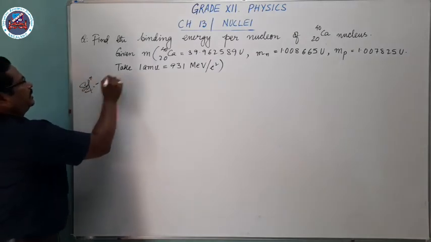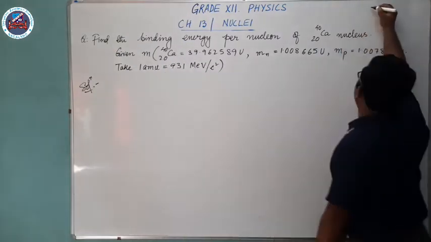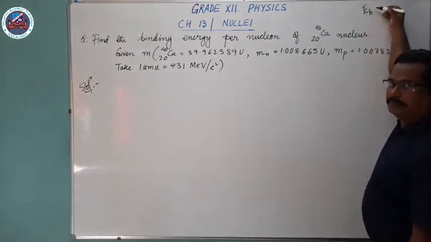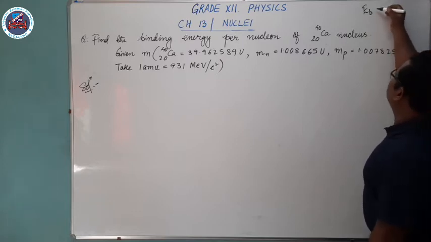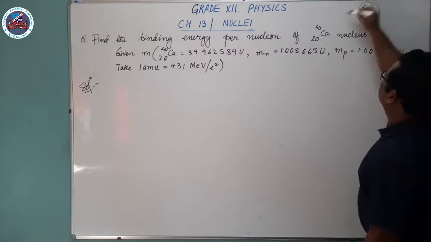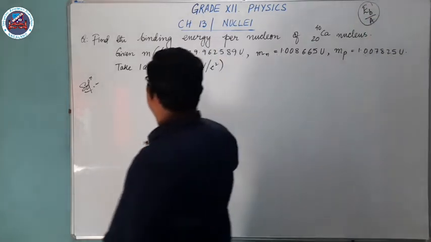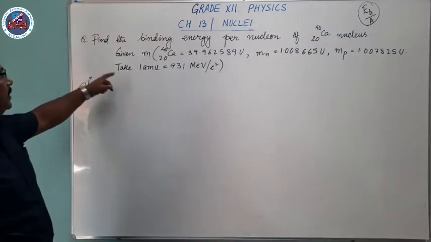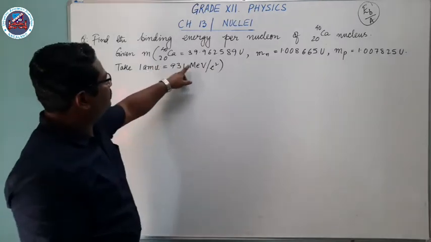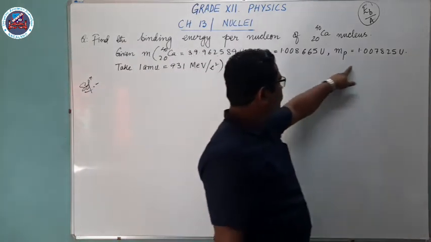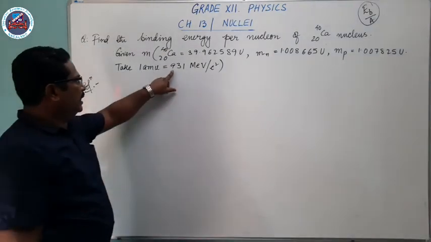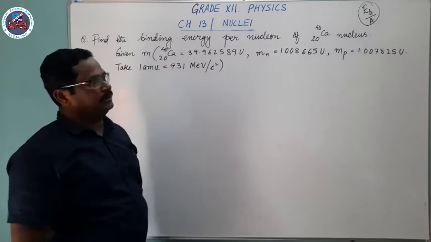You are asked to find binding energy per nucleon. You should not get confused. Binding energy is E B, which we already know is delta M c square, and binding energy per nucleon is that divided by the mass number. So here we'll do it like this. Find the binding energy per nucleon of the calcium nucleus, given the mass of calcium, mass of neutron, mass of proton, and you are asked to take one atomic mass unit equal to 931 mega electron volts divided by c square.